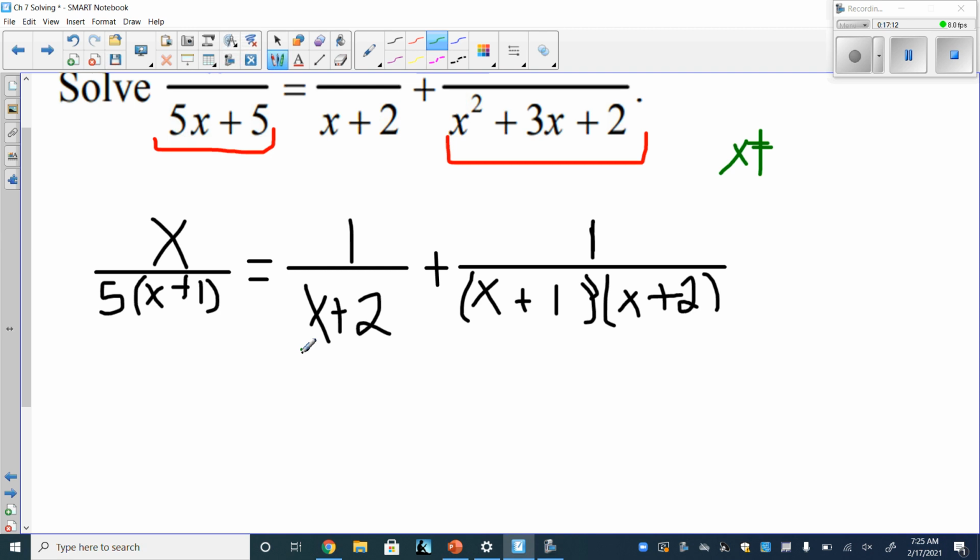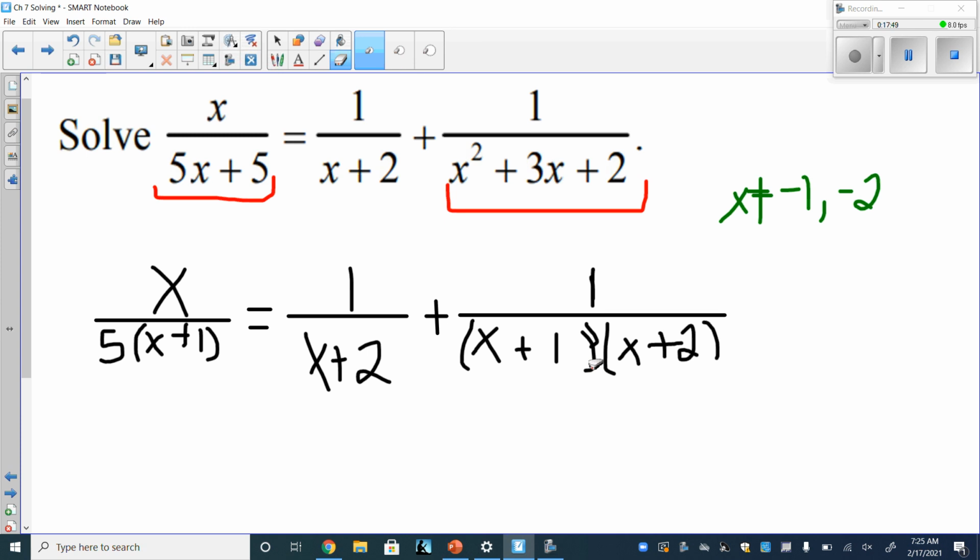So we need to find our restrictions. Well, there's only 2 spots really where plugging in a value of x would make this 0. And that's at our x plus 1 and x plus 2. Well, with x plus 1, the value of x would be -1, because -1 plus 1 is 0. Now in x plus 2, our value of x would be -2, because -2 plus 2 is 0. So if we find out that x is -1 or -2, that solution will not work, because it's going to cause the denominator to become 0.